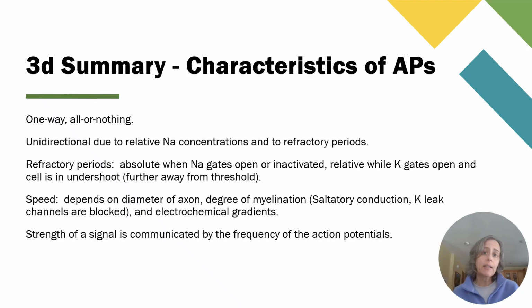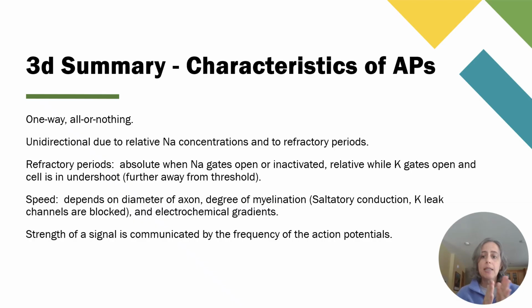And then we have a relative refractory period while those potassium gates are open. Potassium is moving out of the cell and we go into undershoot. So we're even more negative than the normal resting membrane potential of -70. So it's even harder then to get us to threshold of -55. So it requires a much stronger stimulus, many more excitatory postsynaptic potentials, to get us to threshold.